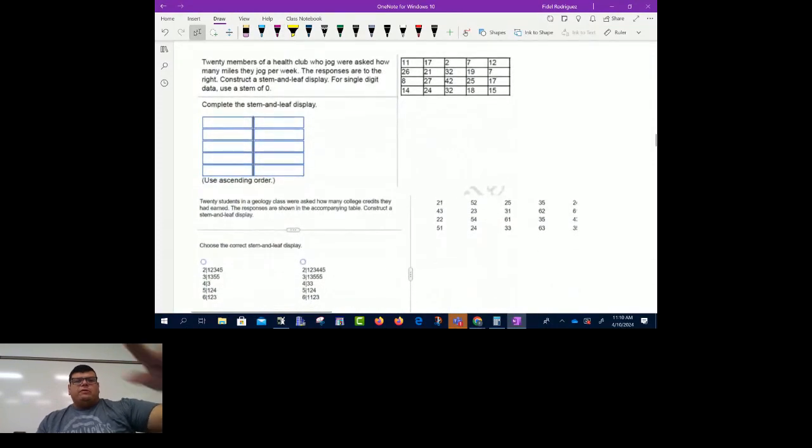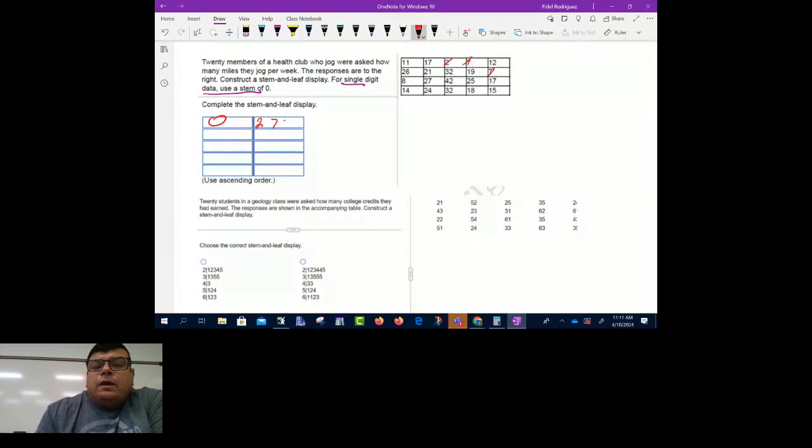All right. So, y'all, for something like this, it says 20 members of a health club who jog were asked how many miles they jog per week, and the responses. Let's make a stem and leaf plot. Look what it says, y'all. For single digit data, use a stem of 0. So, guys, all I'm going to do is put 0, and I'm going to say, okay, do we have any single digits? Yeah, look, we got a 2, and we have a 7, and we have another 7, and we have an 8. Okay, so we got the single digit ones.